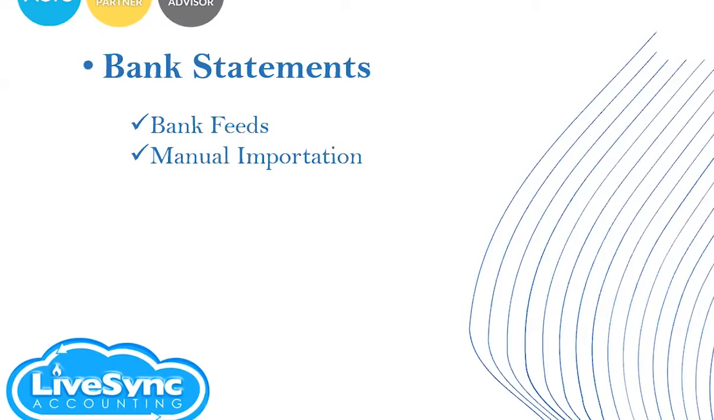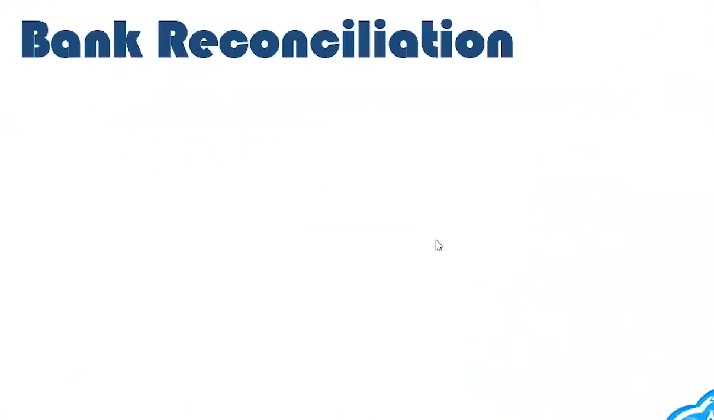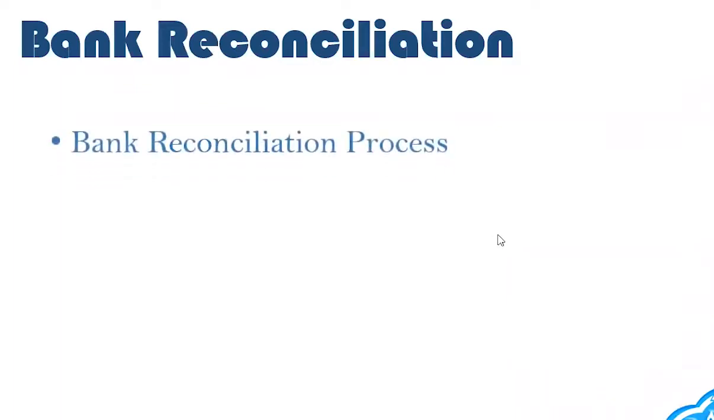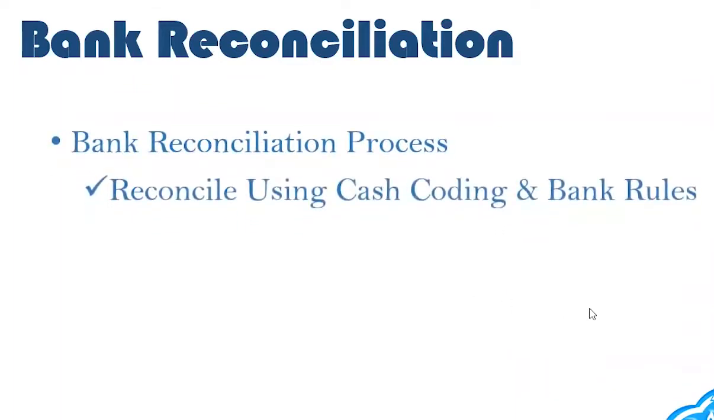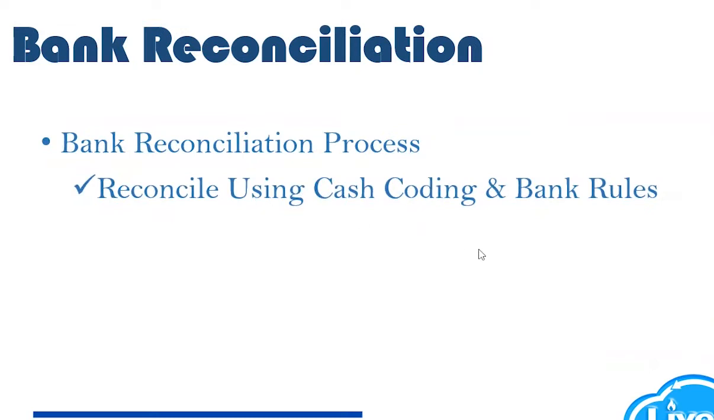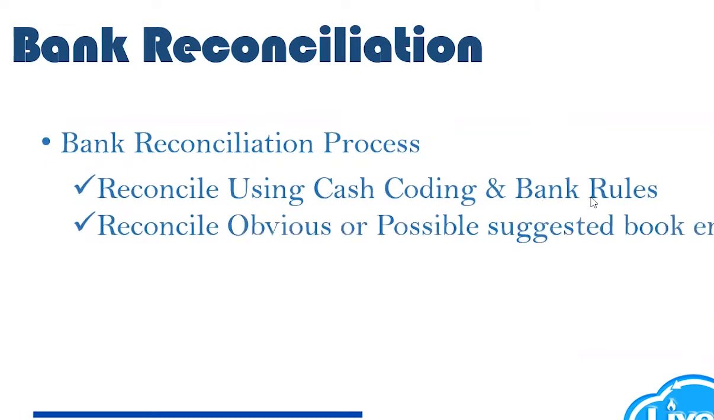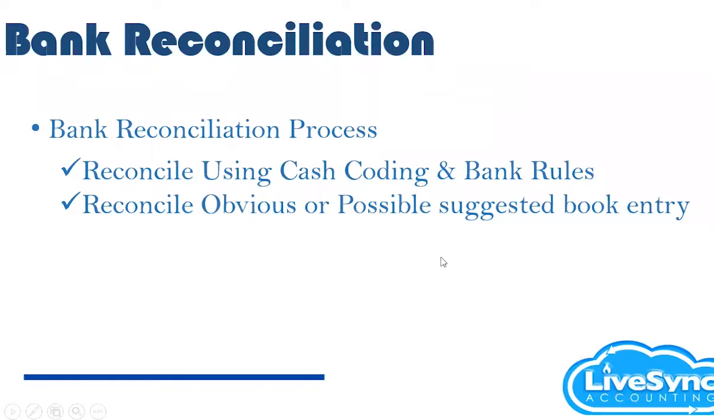Okay. Now, once the bank statements are already imported in the system, we can proceed to the actual bank reconciliation process. The first one in our bank reconciliation is to reconcile using the cash coding and bank rules. The second one is to reconcile obvious or possible suggested book entries.